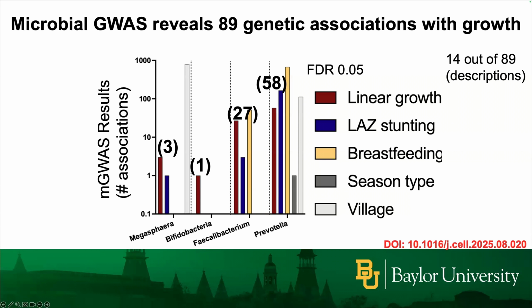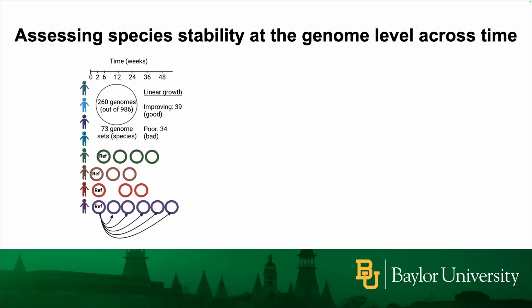And this was performed at the genus level for the top 10 abundant genera. And what we found is a total of 89 genetic associations with linear growth. Most of these were in the Prevotella, followed by Faecalibacterium, and then there were a few associations in Megasphaera and Bifidobacterium. And of course, all of these targets need to be validated in future studies, but this sort of approach was really not feasible without doing long-read sequencing. And in my opinion, it is really exciting.